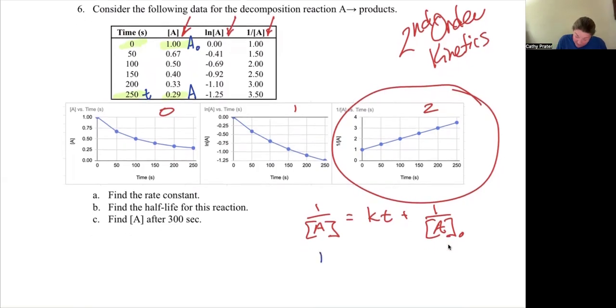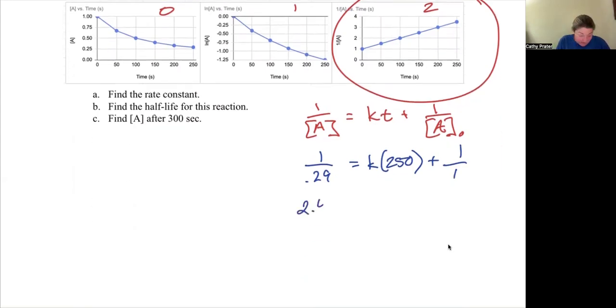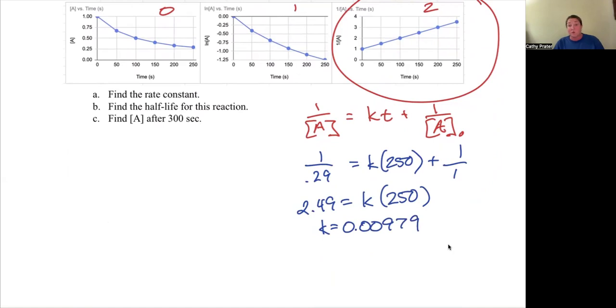So 1 over 0.29 equals K times 250 plus 1 over 1. So 1 over 0.29 minus 1 gives me 2.49 equals K times 250. Divide by 250. This was not looking for units, but since it's second order, it'll be M negative 1, s negative 1.